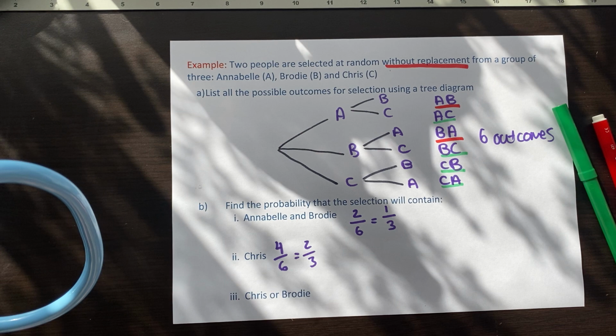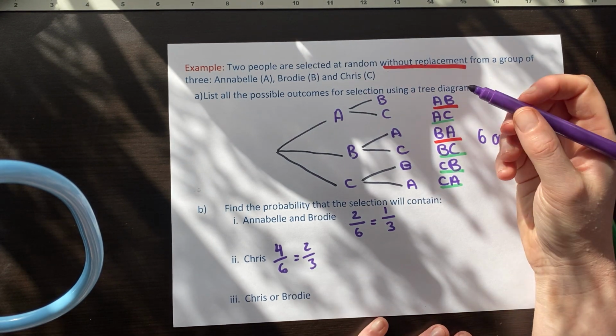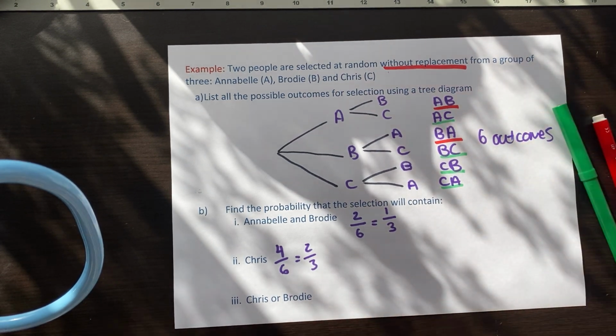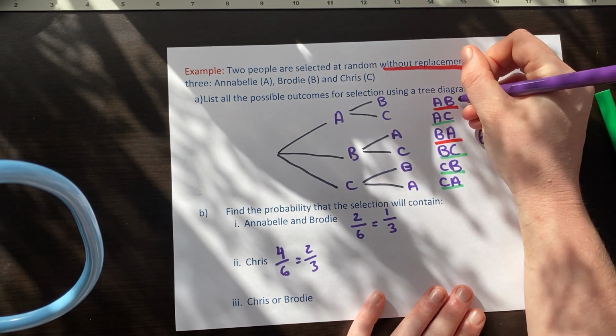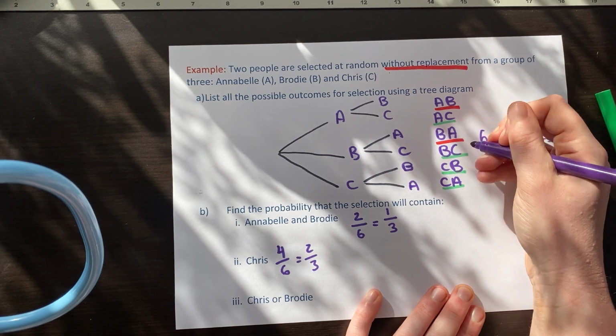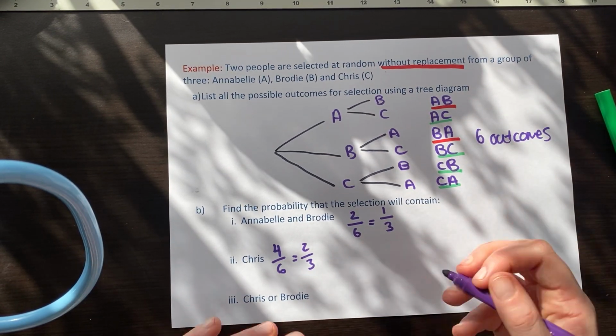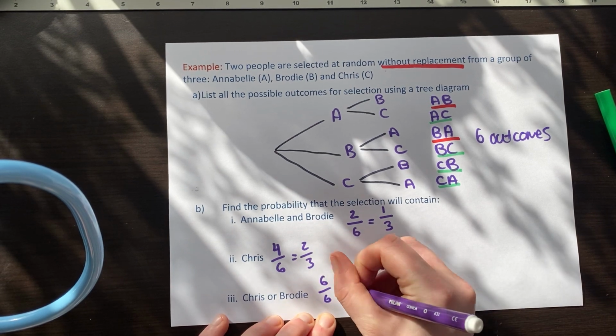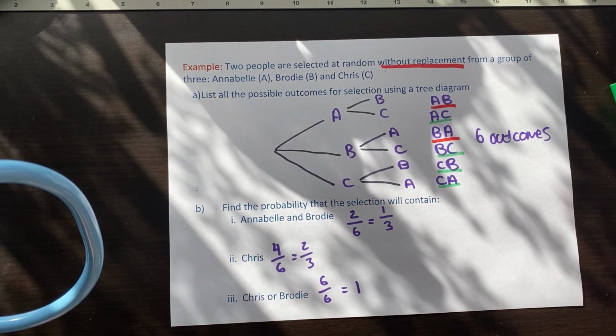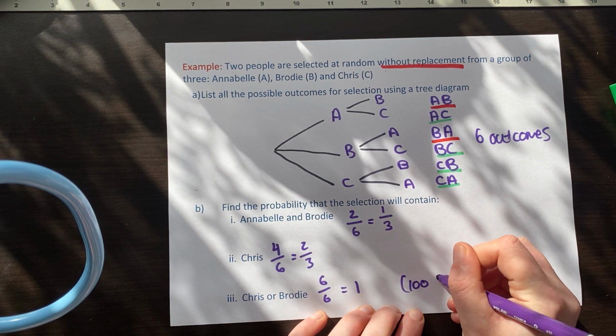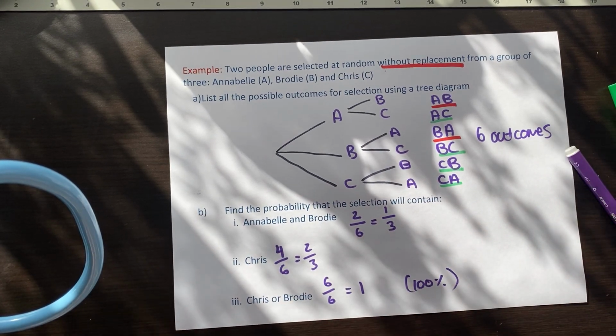The last one asks for the probability of getting Chris or Brody. This is a bit of a trick question, in which you've got a 100% chance of it. Look here: we've got Brody, we've got Chris, Brody, Brody and Chris, Chris and Brody, and then Chris. If you look at that, it's actually 6 out of 6, which is just 1, which is also 100%. Okay, and then that is it.